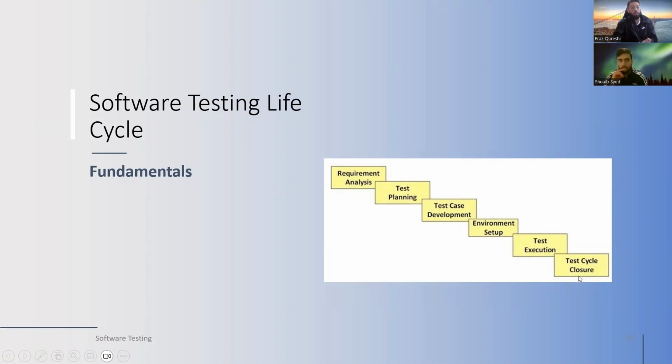Once all the test execution has taken place, at the end we have a test cycle closure, where you provide the reports. For example, the testing report: how many defects you found, how many were deferred, how many were closed, or how many are still open. All those things related to your findings during testing. This is the breakdown of the testing stage, the software testing lifecycle.